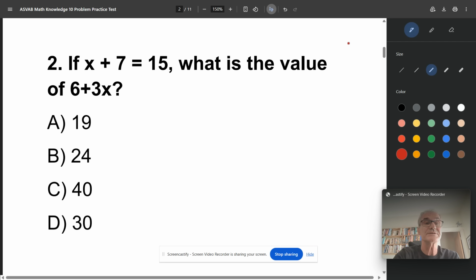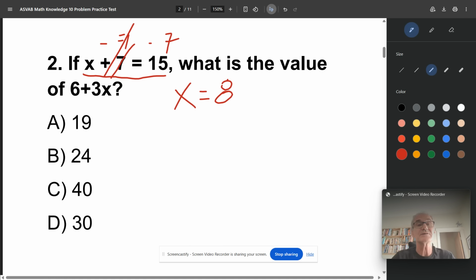All right, on number 2, if x plus 7 equals 15, I need to solve for x. I'm going to subtract 7 from both sides. 7 minus 7, those will cancel. I have x by itself. 15 minus 7 is 8. So I have solved for x, but it does not ask me to solve for x. It asks me the value of this expression. Well, I do know x is equal to 8.